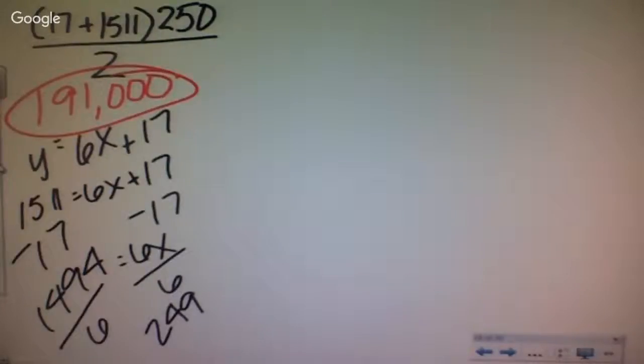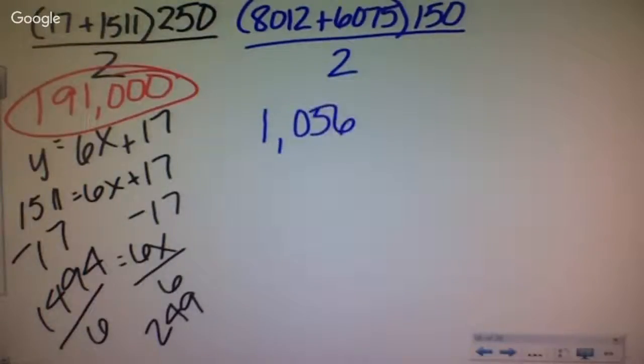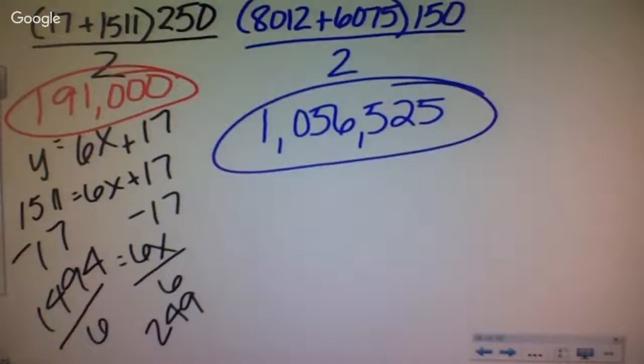Alright, I lied. I'm gonna put these up now so we can get this test out to y'all. So my first term here is 8,012. My second term here is 6,075. You should have had 150 terms divided by 2. 1,056,525 was your sum for that one.